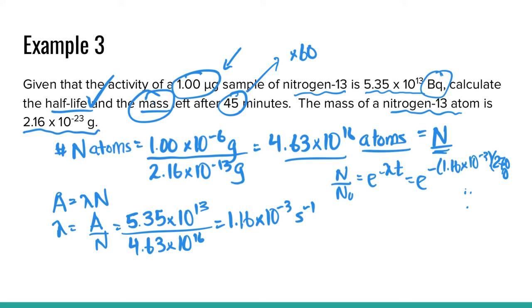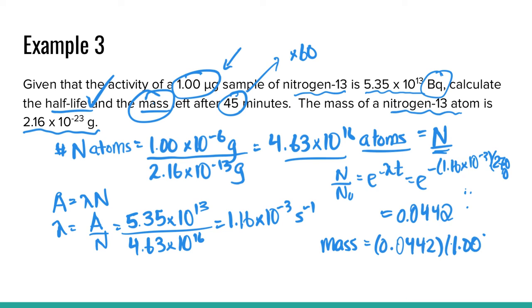This is the problem. So when we do this calculation, the percent we get is 0.0442. And we don't need to change that into a percentage, but basically now we're going to find our mass by taking the percent we have remaining, multiplying that by original mass of 1 microgram. So we have 0.0442 micrograms left over after 45 minutes.